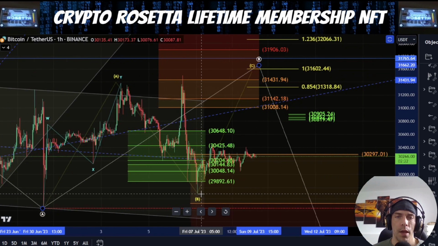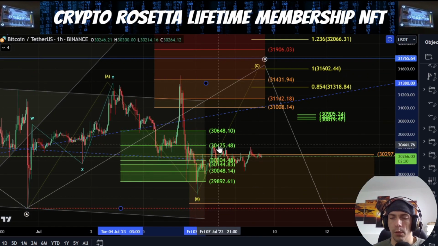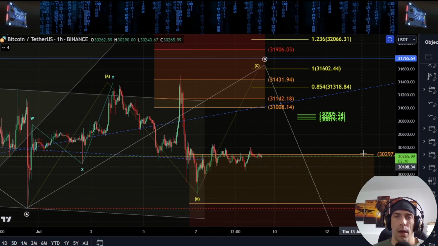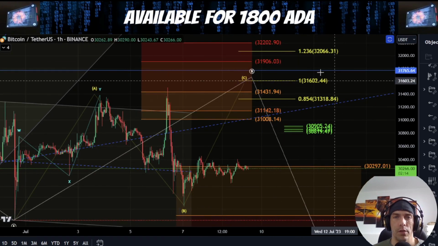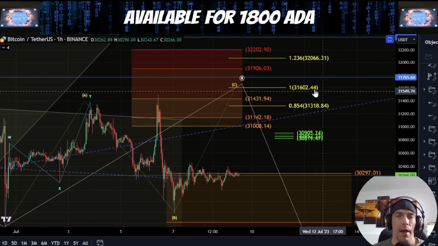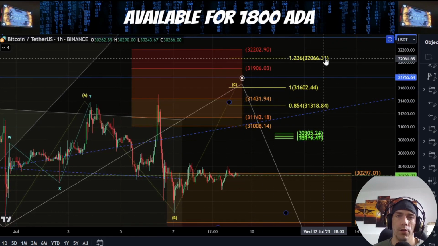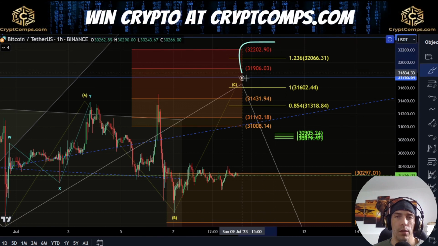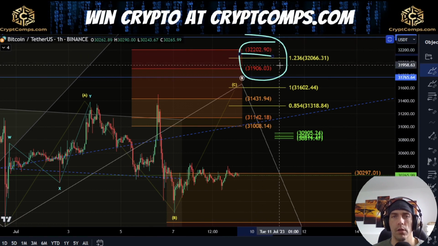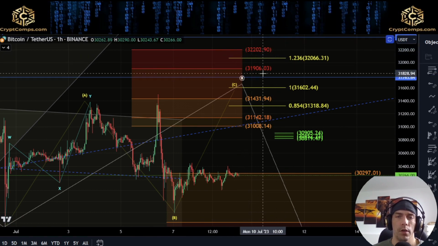This is a B wave. And then effectively what we are looking for here is a C wave to the upside. Now, our C wave target at a 1-to-1 would be this 31,602 level. And then if we do look at this higher target here, which would be common for a flat correction as an expanding flat, would actually be this 32,202 to this 31,906.